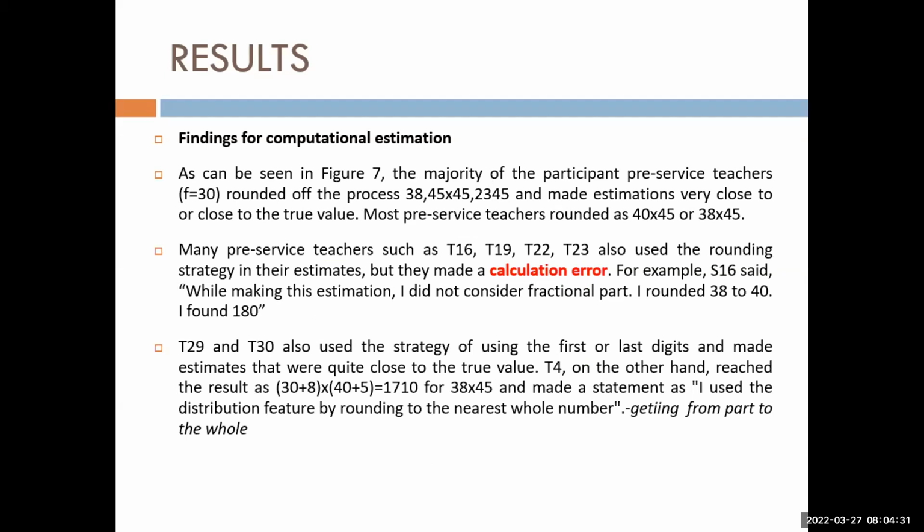For this computational estimation, in figure 7, the majority of the participant pre-service teachers rounded off the process and made estimations very close to or close to the true value. Most pre-service teachers rounded 40 to 45 or 38 to 45. Many pre-service teachers, such as T16 or T19, also used the rounding strategy in their estimates, but they made a calculation error. For example, T16 said, while making this estimation, I didn't consider the fractional part. I rounded 38 to 40. I found 180.